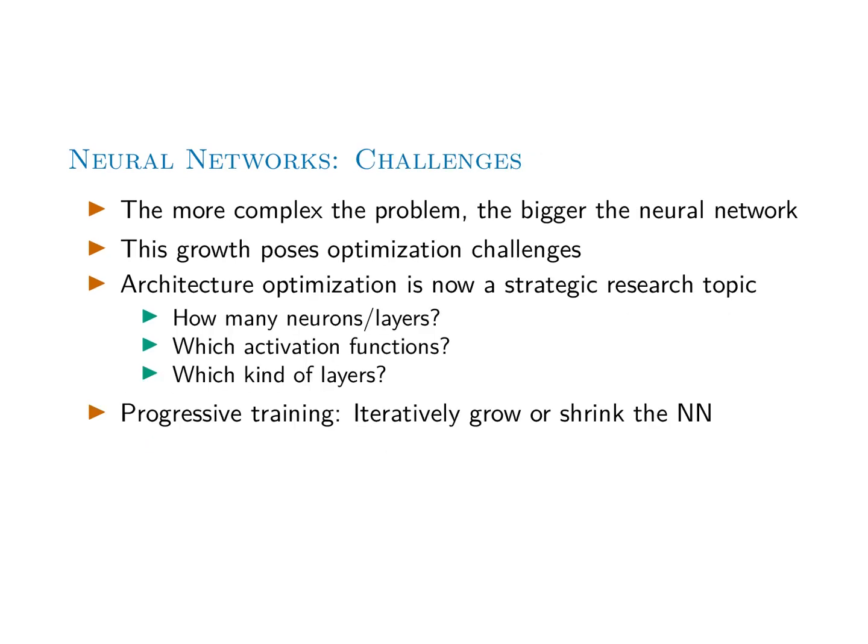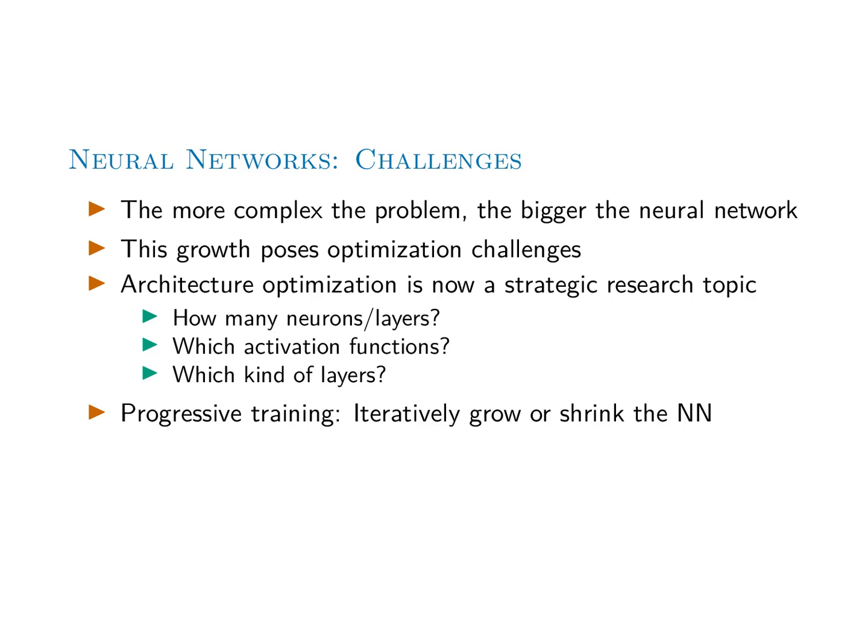As we tackle harder problems, our networks grow larger. This means more layers, more neurons, more parameters. But bigger networks are harder to optimize. Your training takes longer and finding the right structure becomes a strategic research challenge. How many layers should we use? How many neurons per layer? Which activation functions work best?